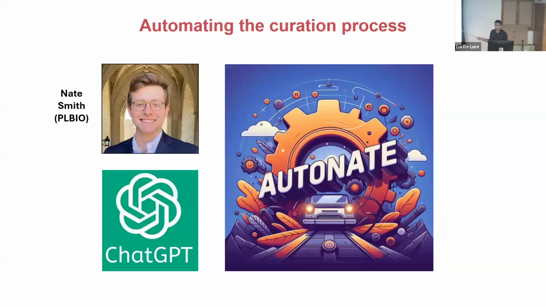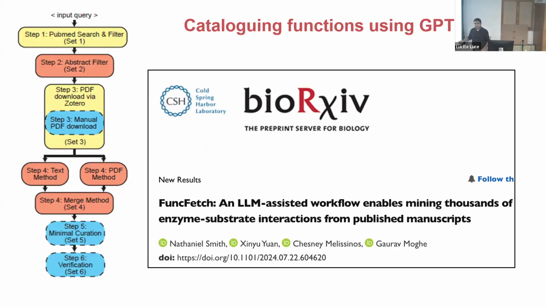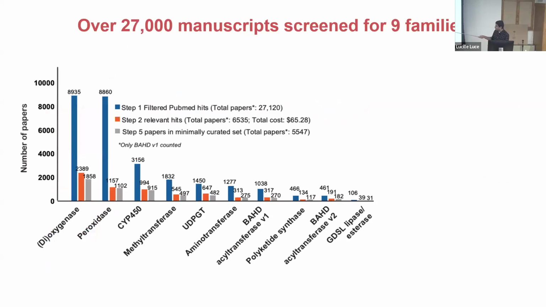So he came up with this pipeline called Autonate, which enables rapid curation of papers. I actually wanted to call it Autonate, but Nate went the more professional route and called it FuncFetch, which is a much better professional name than Autonate. But essentially, this pipeline reads through a bunch of papers. It screens through thousands of abstracts published in PubMed, and then selects a small set of papers. From each of those papers, it extracts the enzyme activities, enzyme name, enzyme substrate information, species information, etc. And then we curate it manually. It took a lot of time for Lars to do just the BAHDs, but using this pipeline, we illuminated a lot of enzymes.